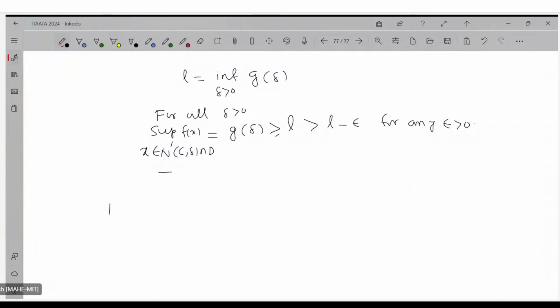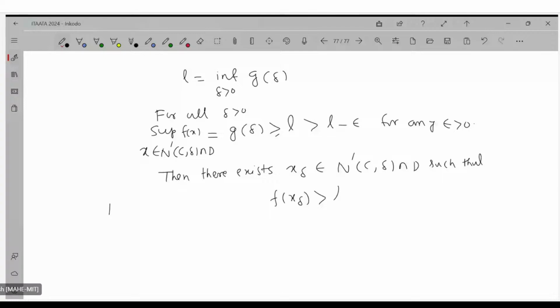Since the supremum of the set is greater than L minus epsilon, obviously there will exist an element x delta in this set such that f of x delta is greater than L minus epsilon. Can you tell me why? Why should there exist an element x delta such that f of x delta is greater than L minus epsilon, if the supremum is greater than L minus epsilon?